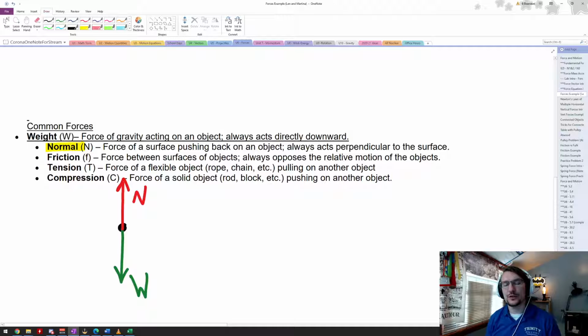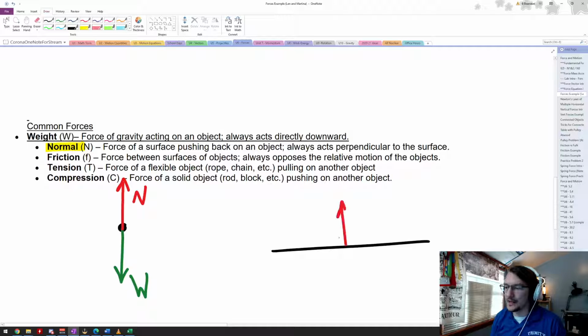And that normal force, instead of calling it a support force, it's called a normal force because in the world of mathematics, normal always represents something that is perpendicular to a surface. So if here's a floor and you're standing on it, that floor is supporting you upwards, which means that the normal force is acting 90 degrees to the floor's position. So that's why it's called a normal force.